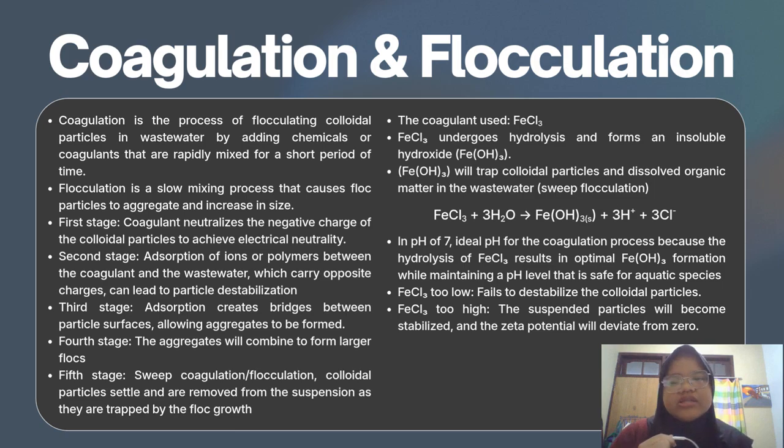First stage, coagulant that has ionic charge opposite to the wastewater neutralizes the negative charge of colloidal particles to achieve electrical neutrality. Second stage, adsorption of ions or polymer between the coagulant and the wastewater, which carry opposite charge, can lead to particle destabilization. Third stage, adsorption creates bridges between the particle surfaces, allowing aggregates to be formed. Fourth stage, the aggregates will combine to form larger flocs. Fifth stage, sweep coagulation or flocculation, in which colloidal particles settle and are removed from the suspension as they are trapped by the floc growth.